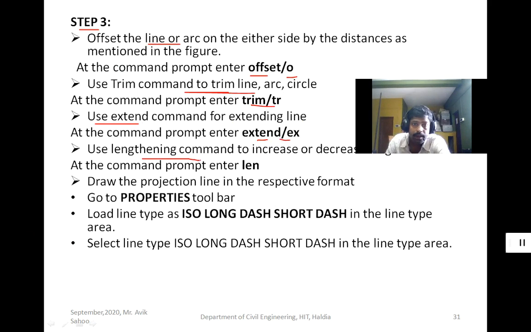Use the lengthen command to increase or decrease the length. At the command prompt, enter the lengthen command. Draw the projection lines in the respective format. Go to the properties toolbar, load linetype, ISO long dash, short dash in the linetype area. Select the linetype.